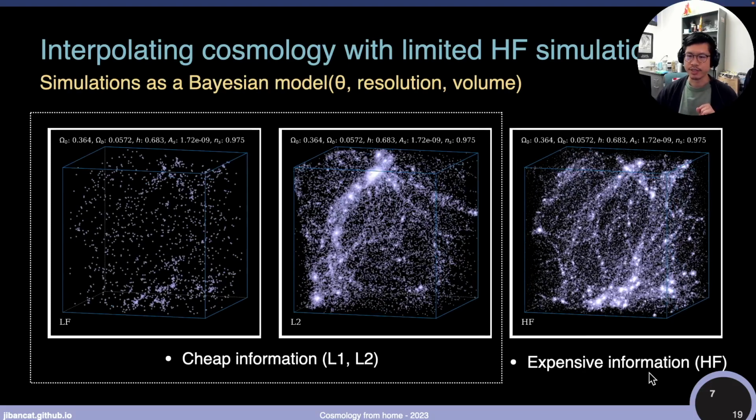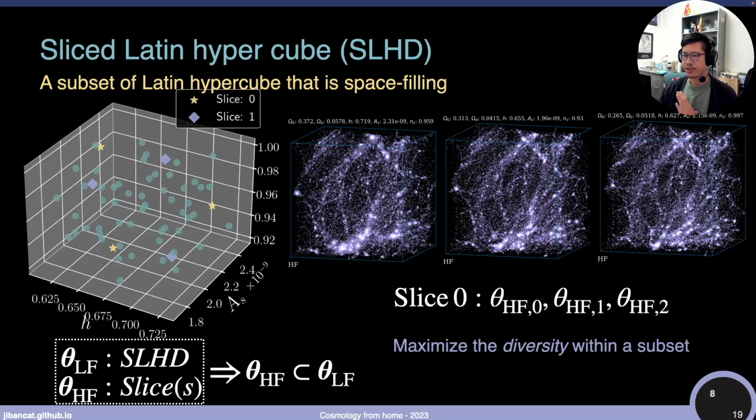How do we select the expensive simulations? We used a trick called a sliced Latin hypercube design, which is a clever way to select the high-fidelity simulation set to maximize the information. Why we do this is that although we have tons of cheap simulations, we still need a few expensive runs to refine the information. The sliced Latin hypercube helps you get a subset. For example, the dots here are from the Latin hypercube, and the diamonds and stars are two slices from two subsets.